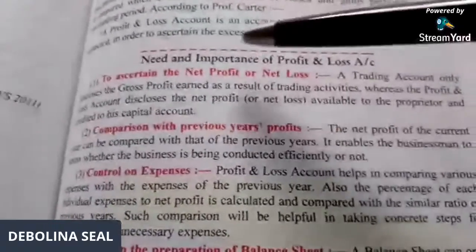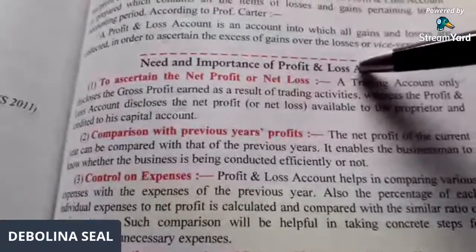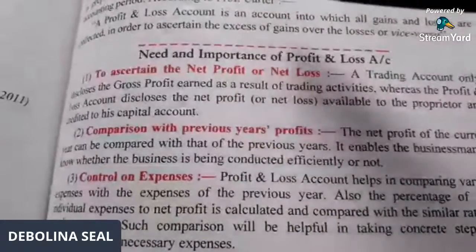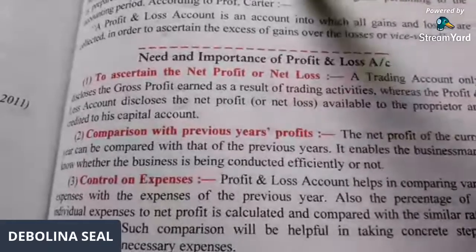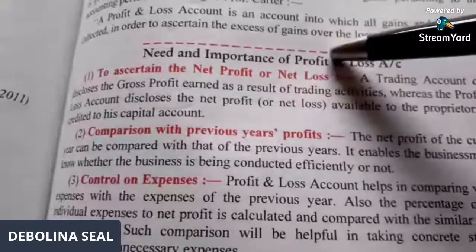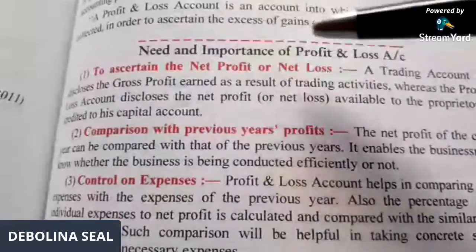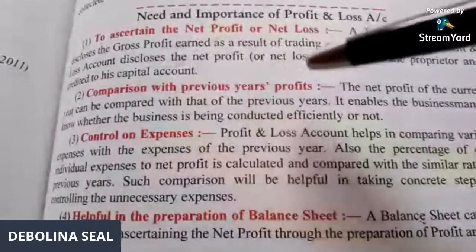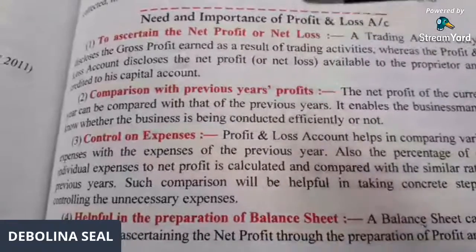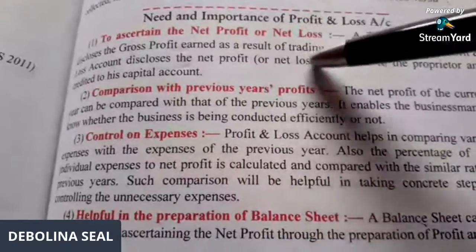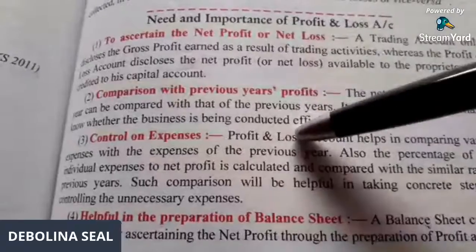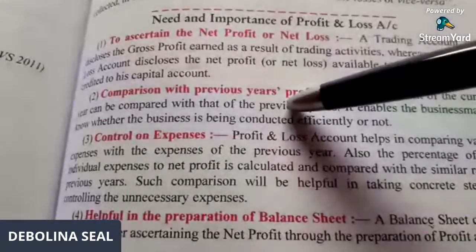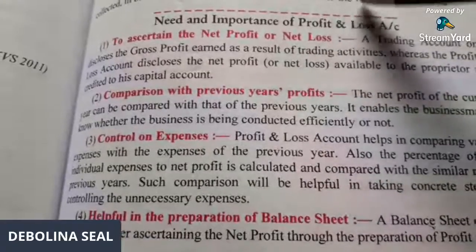What is the need and importance of the profit and loss account? To ascertain net profit or net loss. From the trading account we prepare gross profit or gross loss, and from the profit and loss account we prepare net profit or net loss. Next, comparison with the previous year's profit. To know whether this year you have earned more or less profit, you have to compare it with the previous year, and the profit and loss account tells you that.